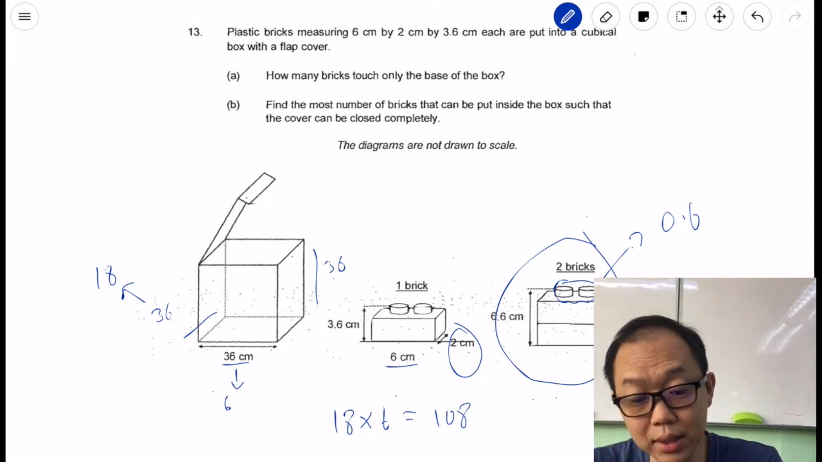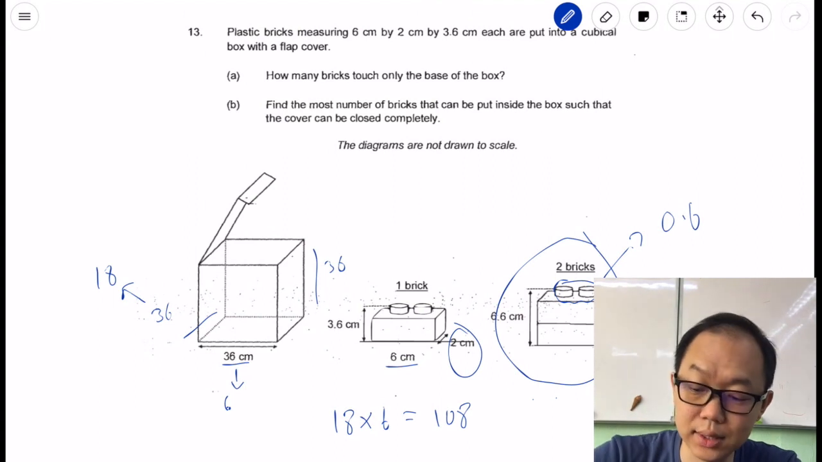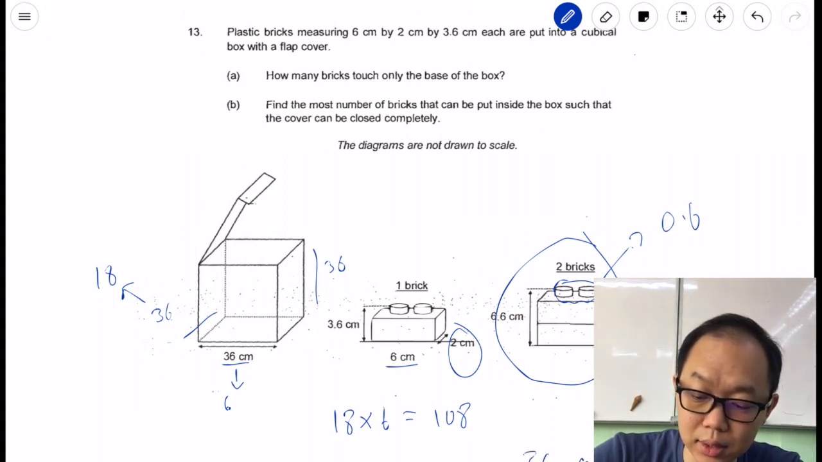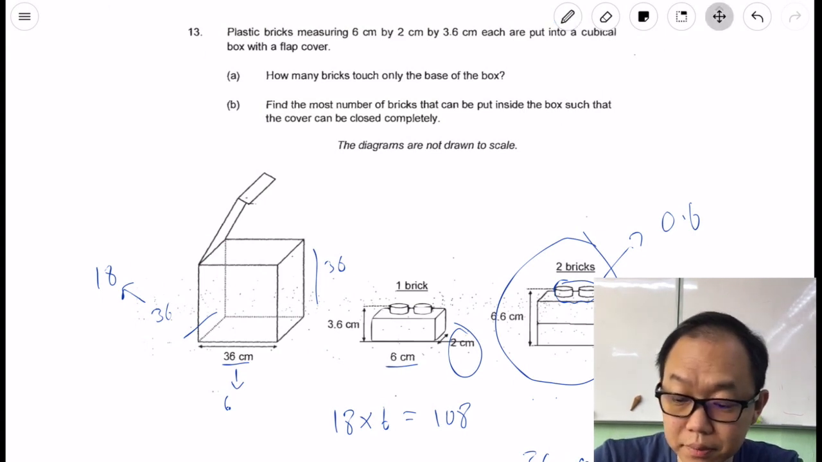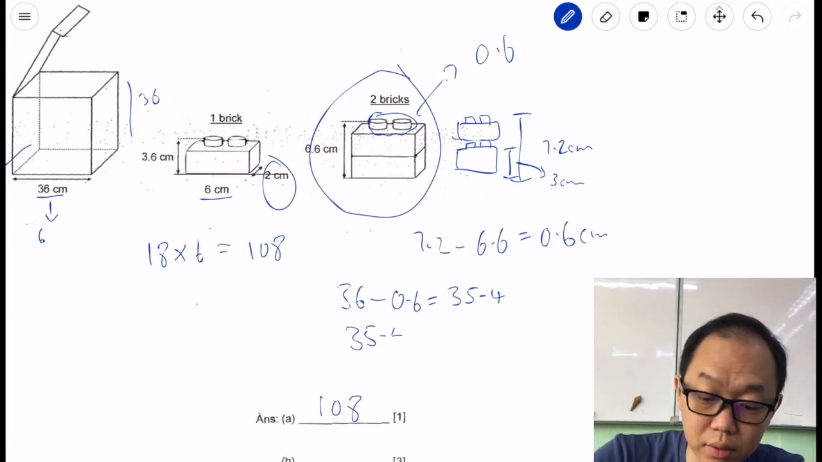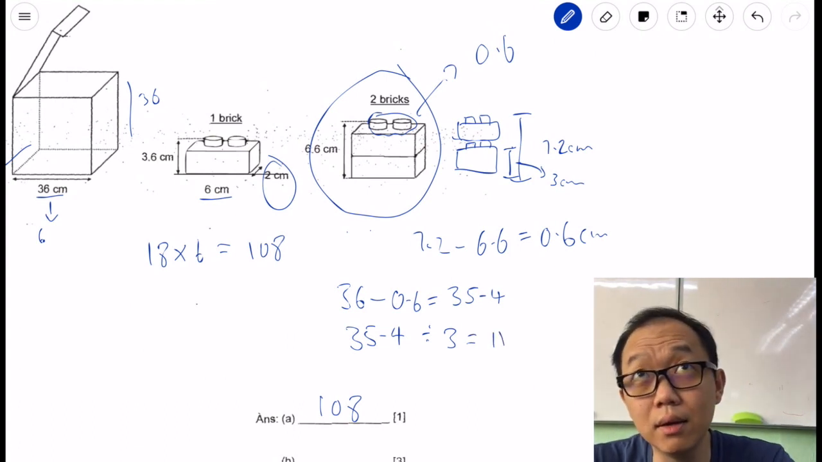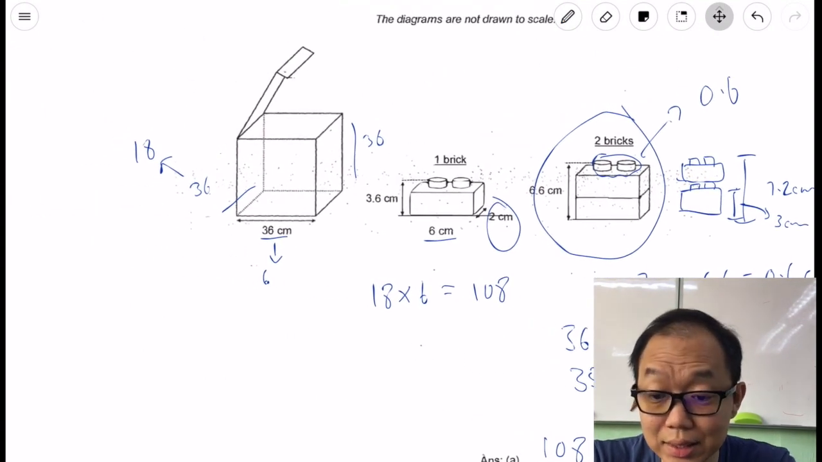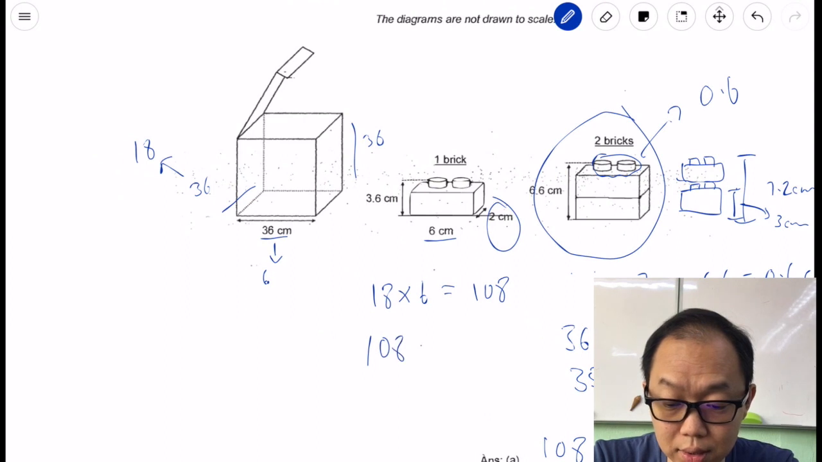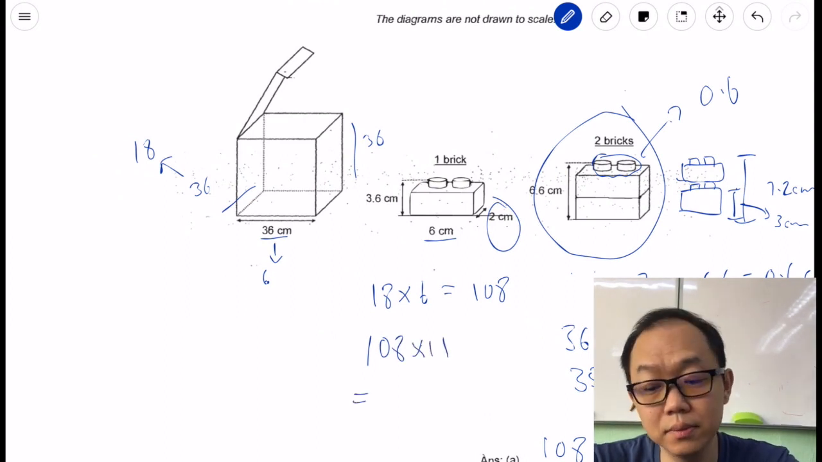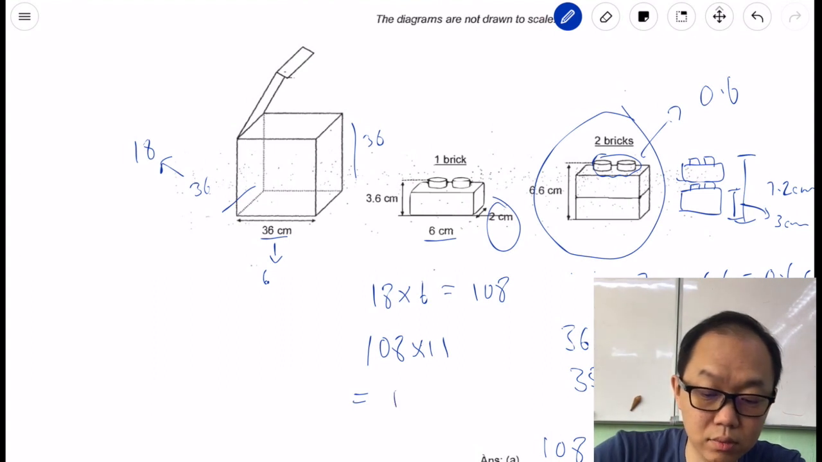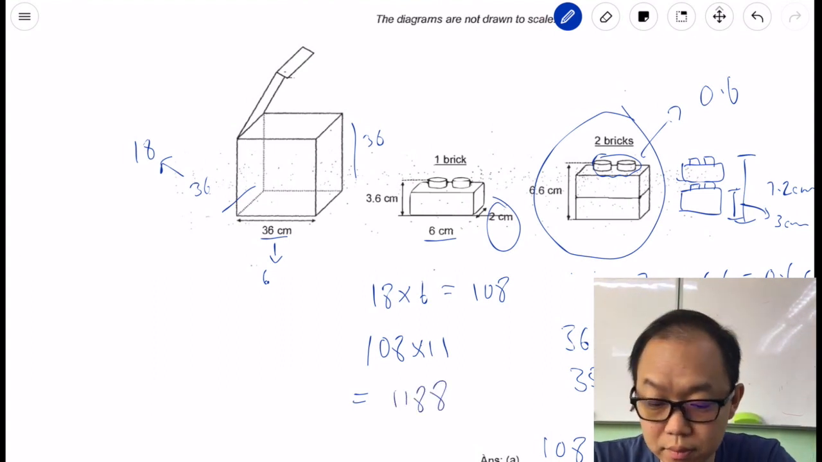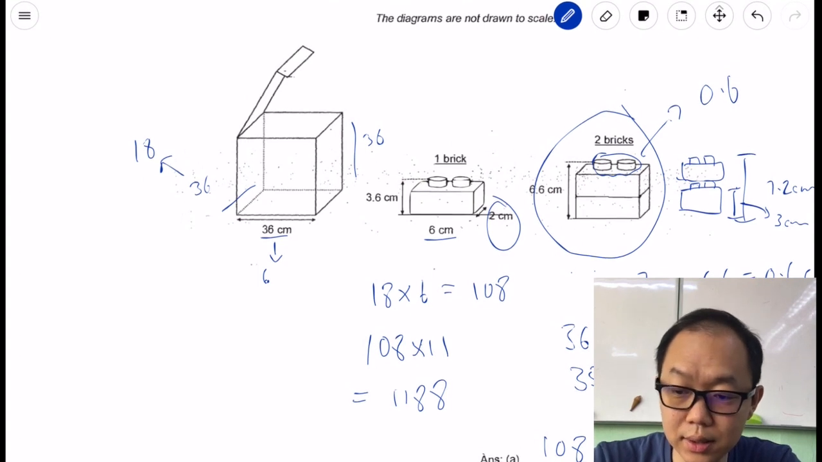If one height is 3 cm, how many can I stack for a height of 36? First, minus 0.6, so we get 35.4. Then 35.4 divided by 3 centimeters, I get 11. So the most number I can stack is 11. Hence, to find the answer, I take 108 times 11, which gives me 1188. Okay, next.